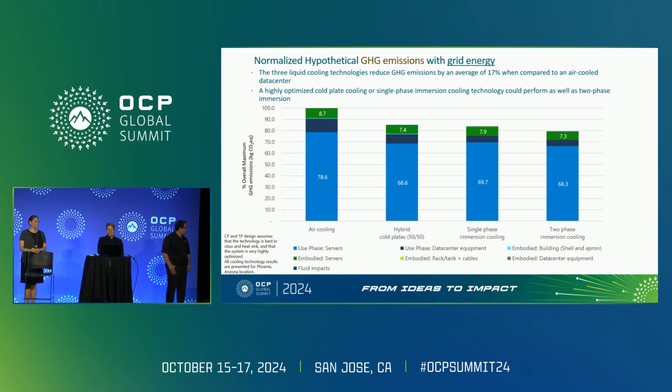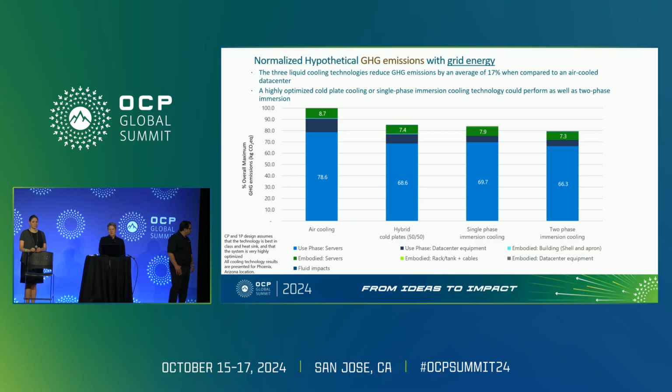Getting to the results of this LCA, what were the predicted impacts of 4 different cooling types in the same hypothetical data center? So here we're showing GHG emissions when the data center is running on grid electricity. The y-axis is the GHG emissions normalized to the overall maximum, which was for air cooling. Overall, the three liquid cooling technologies had lower greenhouse gas emissions with an average of 17% decrease. Note that the cold plate and the one-phase immersion are on par with the two-phase immersion here.